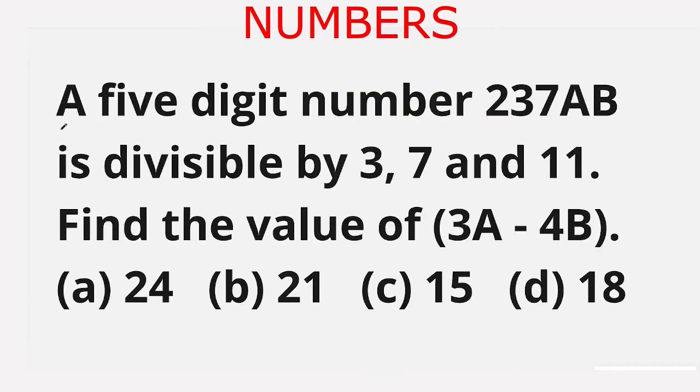Our question is, a 5-digit number 237AB is divisible by 3, 7 and 11. Find the value of 3A minus 4B. The given options are option A 24, option B 21, option C 15, option D 18.